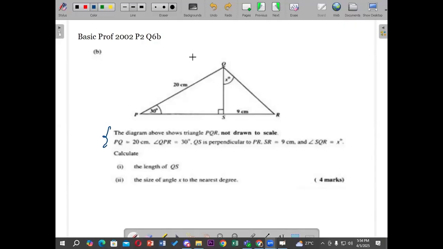The first thing is we need to be familiar with our trig ratios. Can anybody tell me what the trigonometric ratios are? There are three ratios in particular that we use. Oh, look at this, beautiful. Sine, cosine, and tangent. Beautiful.